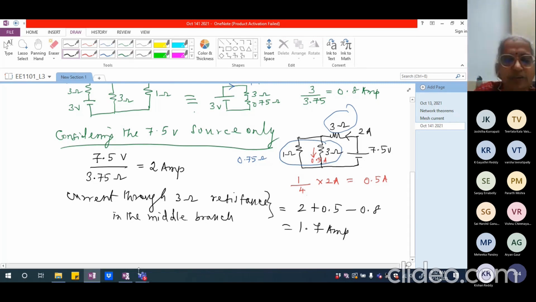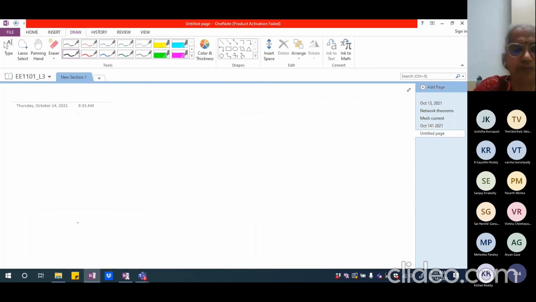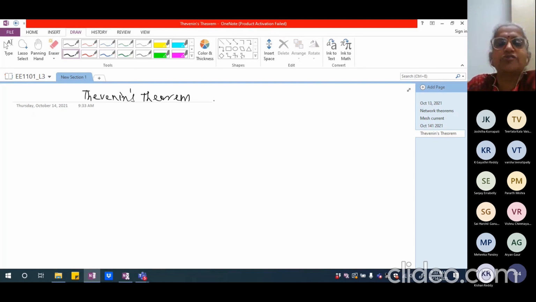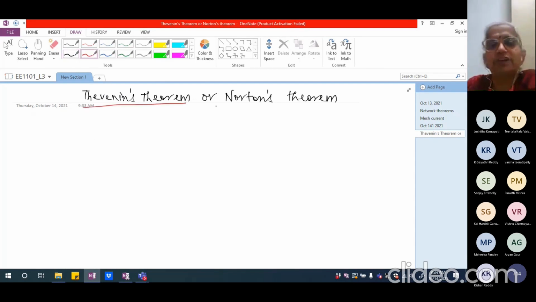So let us now try to look at the next network theorem, which is actually known as Thevenin's theorem. And another dual to this is Norton's theorem. This is a very, very important theorem because we keep using this for various electrical networks and circuits. So this theorem statement is somewhat like this.